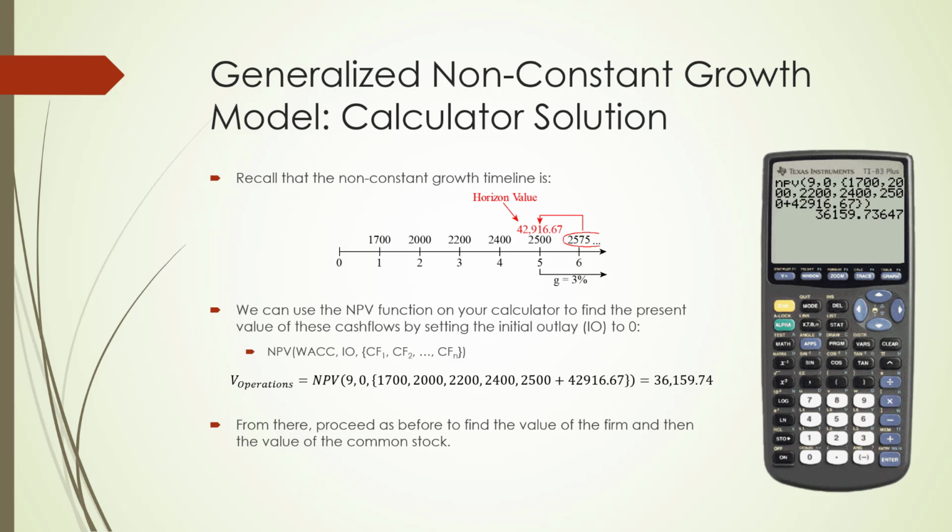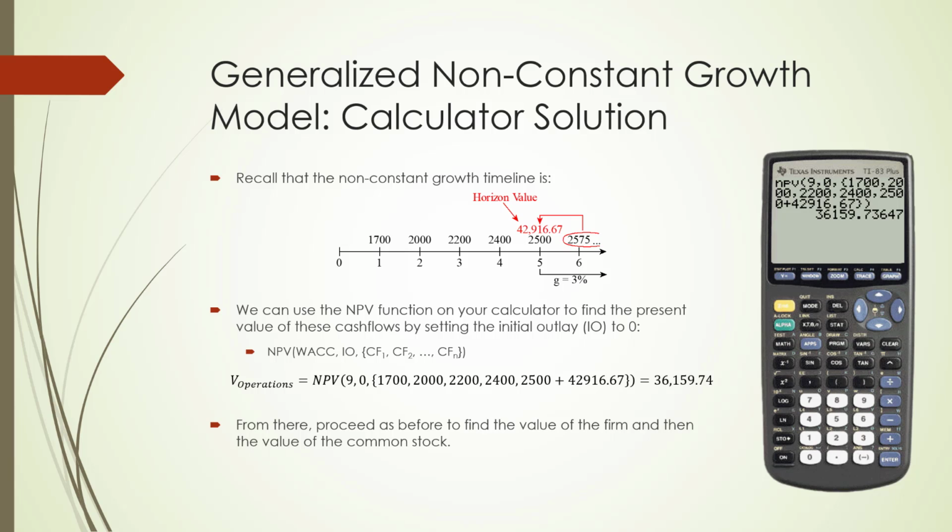Okay, so let's take a look at how you can do this on your financial calculator. So I mentioned earlier using the NPV function. And here you can see the timeline that we have. We have our first 5 free cash flows, and we've already calculated the horizon value of 42,916.67.